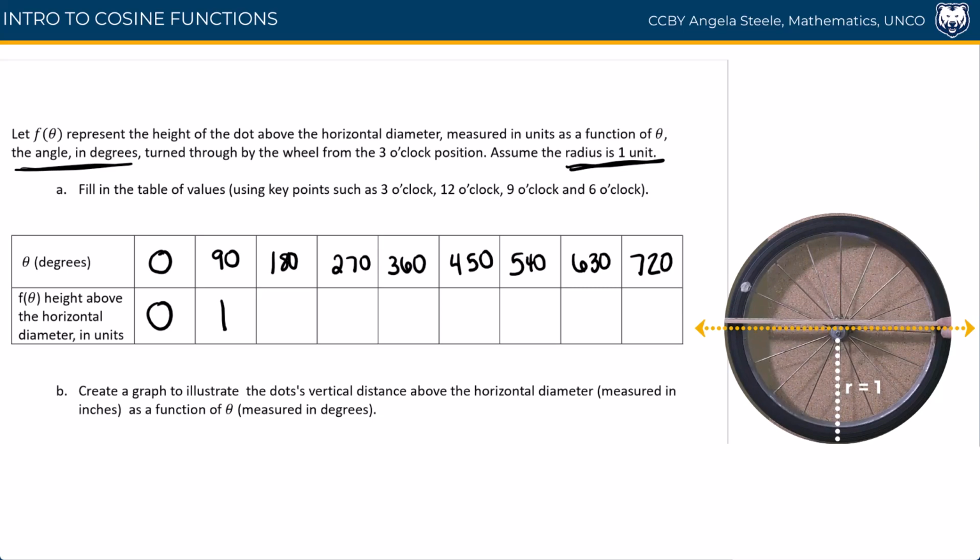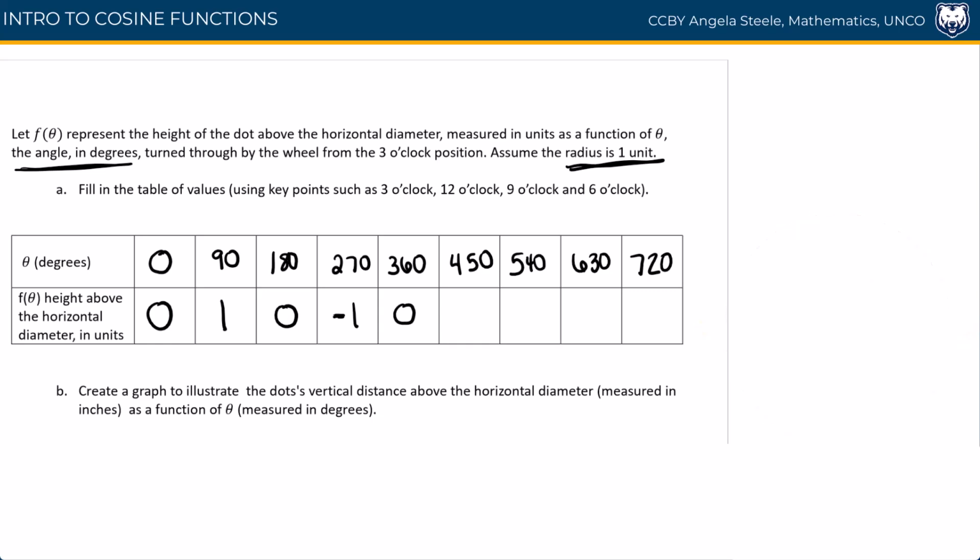At our 9 o'clock position, we are going to be back at the horizontal line, so at 0 units above or below. At the 6 o'clock position, or 270 degrees around, we are going to be 1 unit below that horizontal line, so we're going to write it as -1. And then when we are back at our 3 o'clock position, we are back at the horizontal line, so we're 0 units above or below that. And then we keep spinning around on our circles. So here we're at 1 unit above, back at 0, 1 unit below, and then back at the horizontal line. So this right here gives us our table of values.